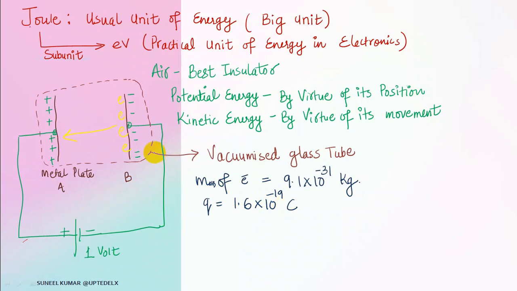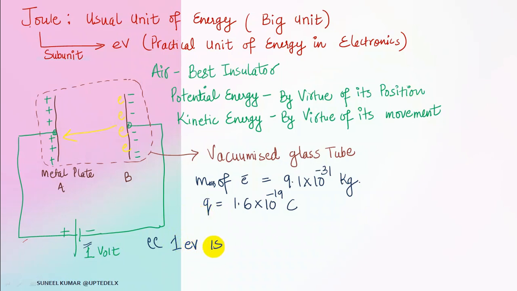So we have created a vacuum here. So what will happen? The electron will gain some energy, that is basically kinetic energy. So we can define 1 electron volt as the energy gained by an electron in moving through a potential difference of 1 volt. This is the potential difference of 1 volt. So we can write here the definition of 1 electron volt.